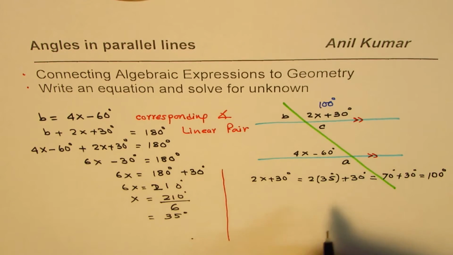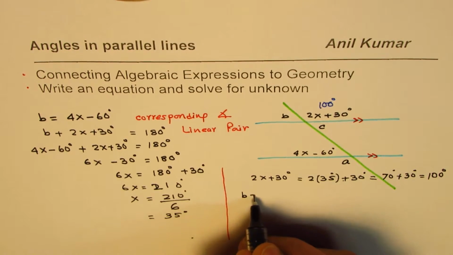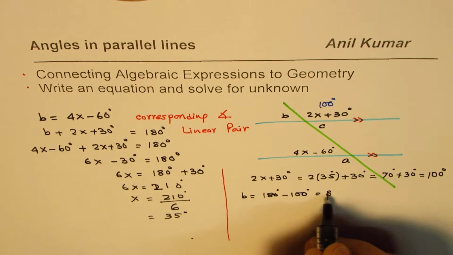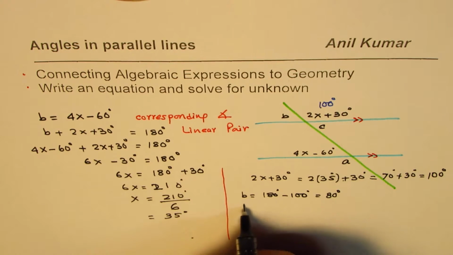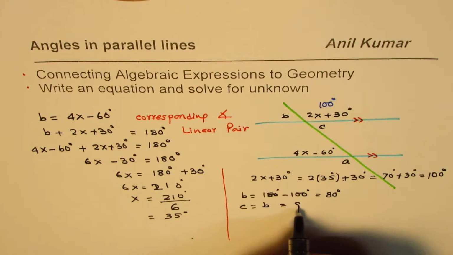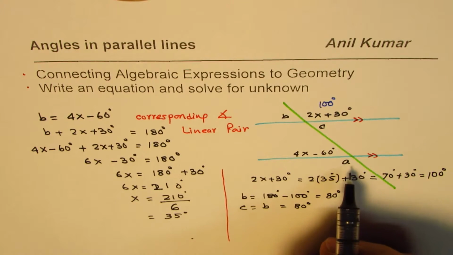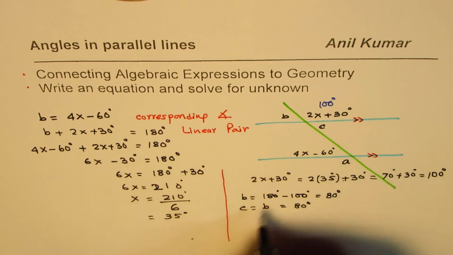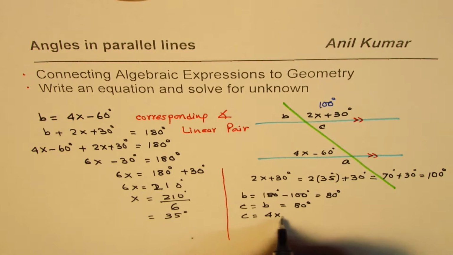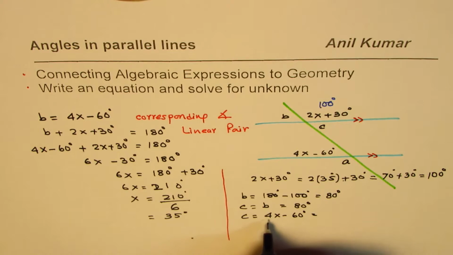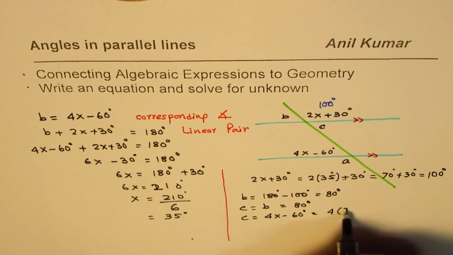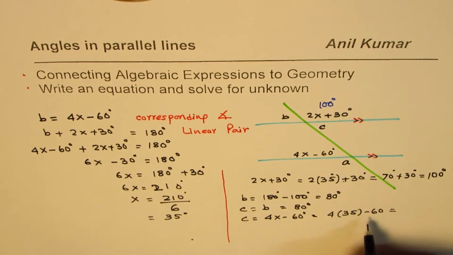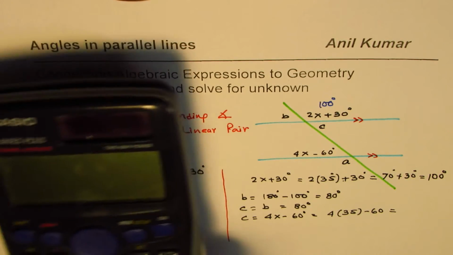We can say, what is B equal to? So B is equal to 180 degrees minus 100, which is 80 degrees. C is equal to B, and therefore that is also equal to 80 degrees. As far as A is concerned, 4x minus 60 degrees. Let us substitute 35 and find the result. 4 times 35 minus 60, right? So 4 times 35, which means 140, correct?